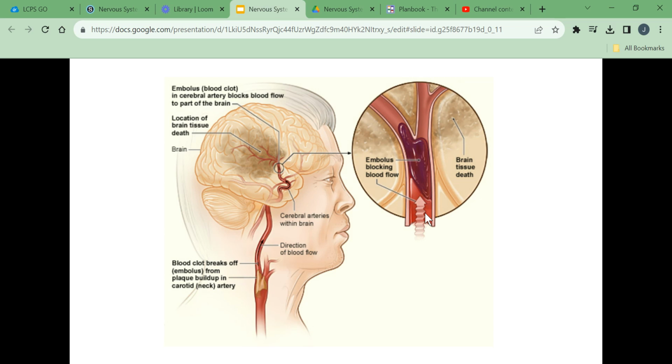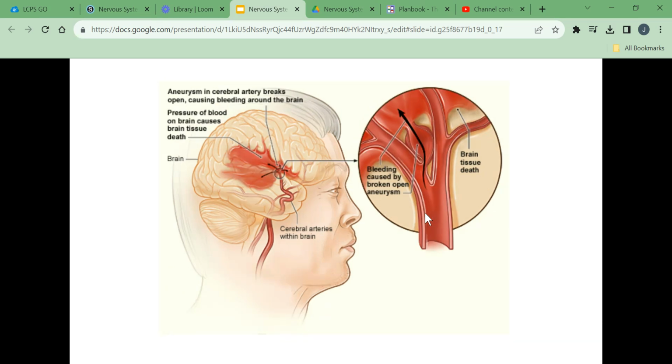Okay, so this shows an ischemic stroke where there's an embolus that's blocking blood flow to the brain. This picture here shows a hemorrhagic stroke. So there's an aneurysm in the cerebral artery that breaks open, causing a bleed around the brain. The pressure of the blood on the brain causes brain tissue death.